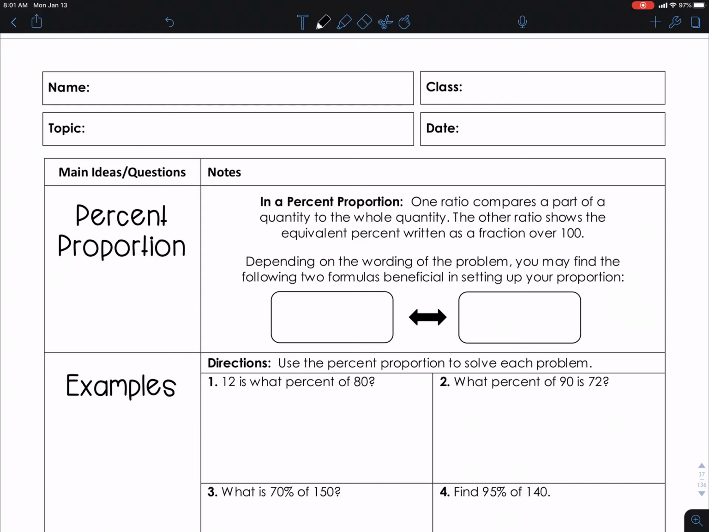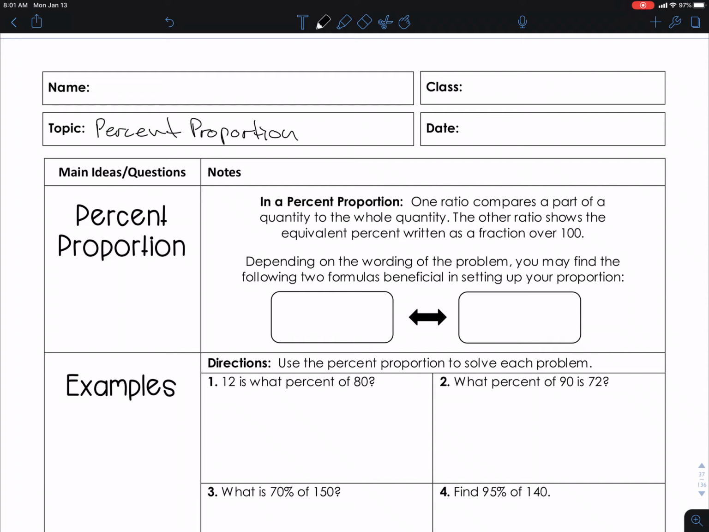Okay, today's topic, percent proportions. I'm not going to put a date on this one because I'm not sure exactly what day we're going to do it. So put whatever day you watch this video, put that date. I'm just not sure which day we're going to use it, so I didn't want to lead you astray. Percent proportions are actually really simple, and I'm going to show you why they're really simple.